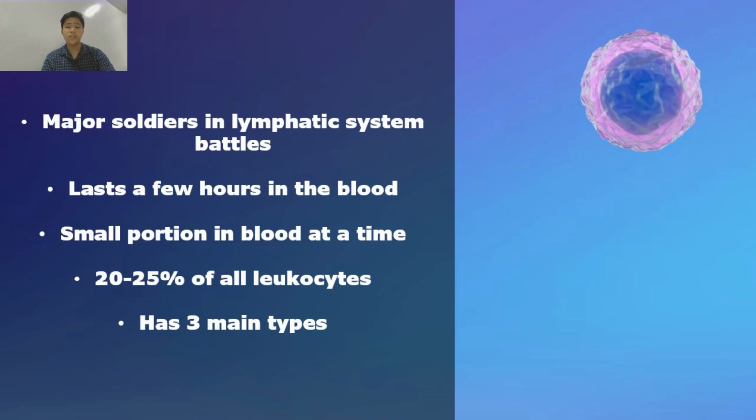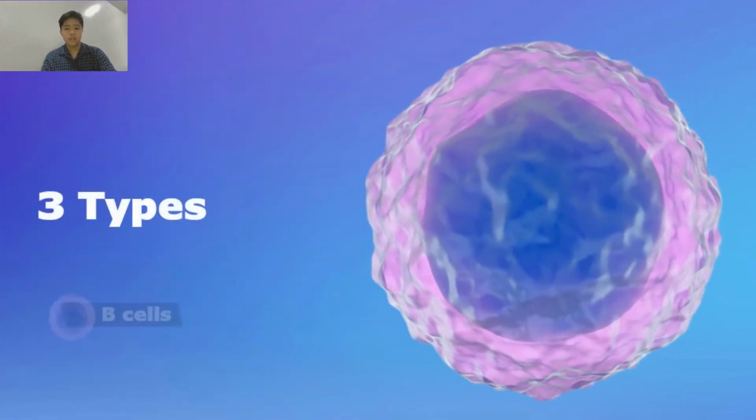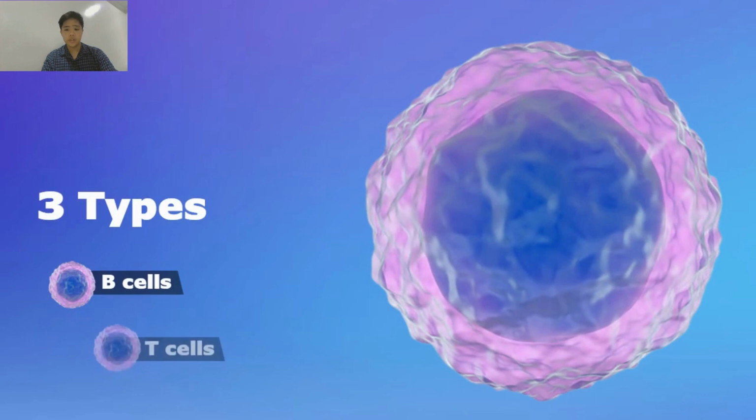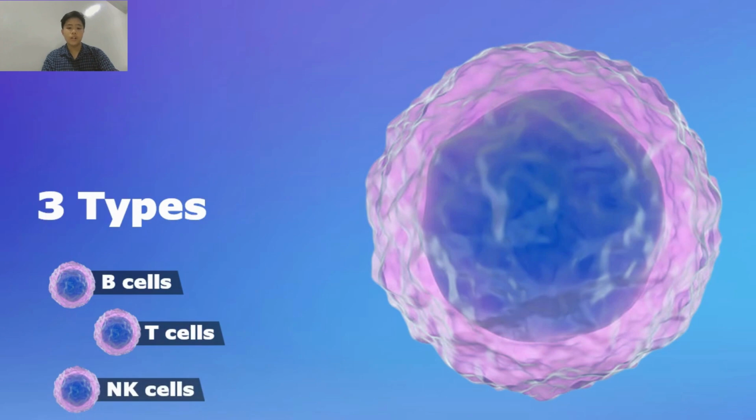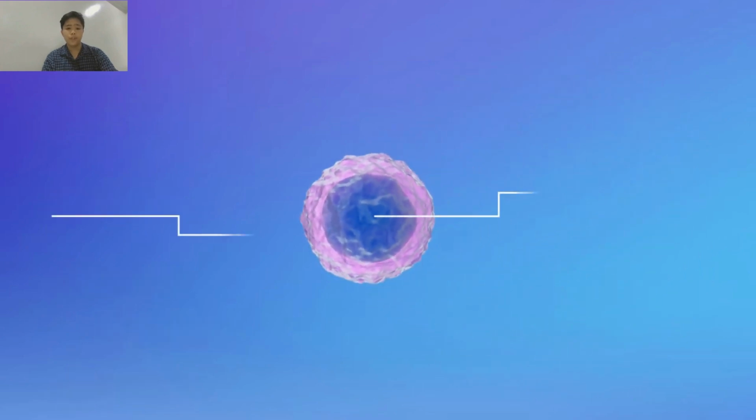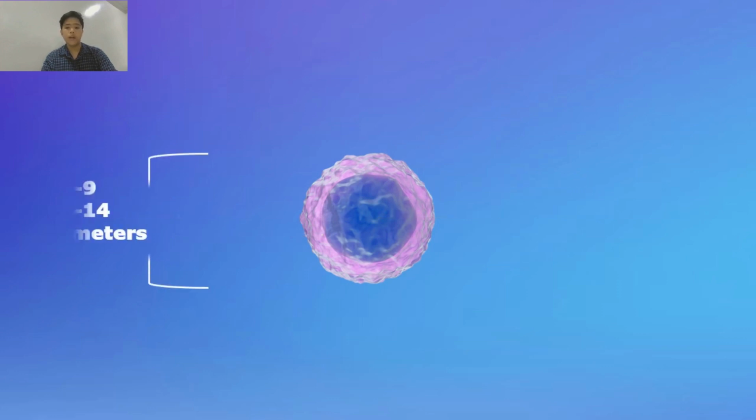So for these, there are three types. These are B cells, which recognize and bind to specific antigens, marking them for destruction, T cells, which are responsible for cell-mediated immunity, and NK cells, or natural killer cells, which directly recognize and kill certain infected or cancerous cells without the need for prior activation or antibody production. For the parts of the lymphocyte, there are only two, the cytoplasm and the large round nucleus. There are two sizes of lymphocytes. These are small, which is 6 to 9 micrometers, and large, which is around 10 to 14 micrometers in diameter.